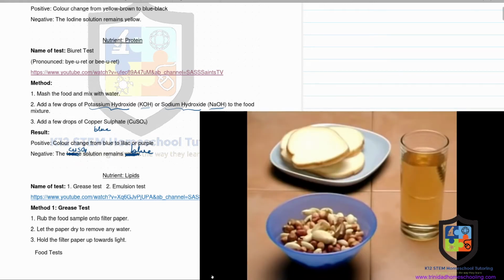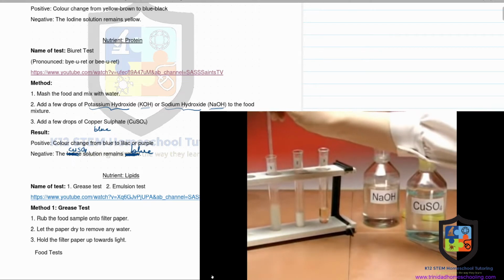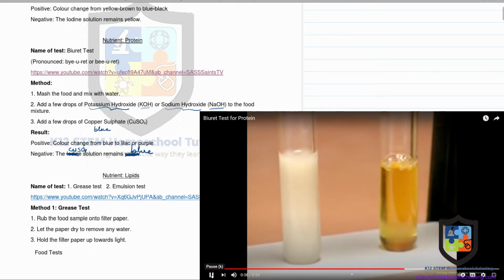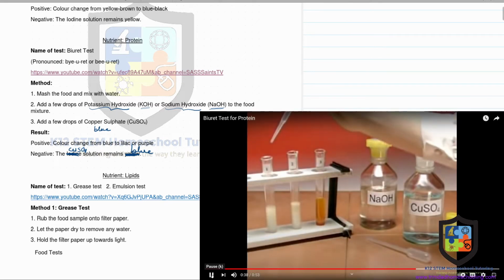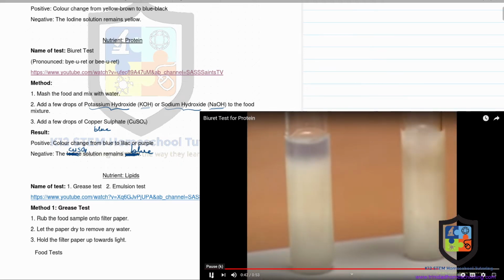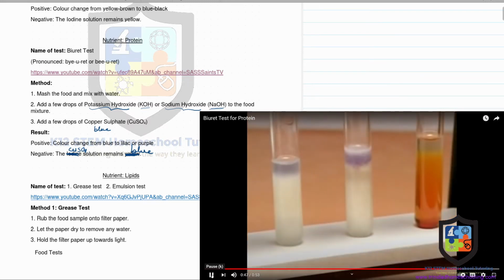Which of these will test positive for protein? Bread in tube 1, nuts in 2, and grape juice in 3. This is a nut. The bread, sorry. You have a color change. Both the bread and nuts contain protein. Which contains more? The question is which contains more? Which one is more purple?